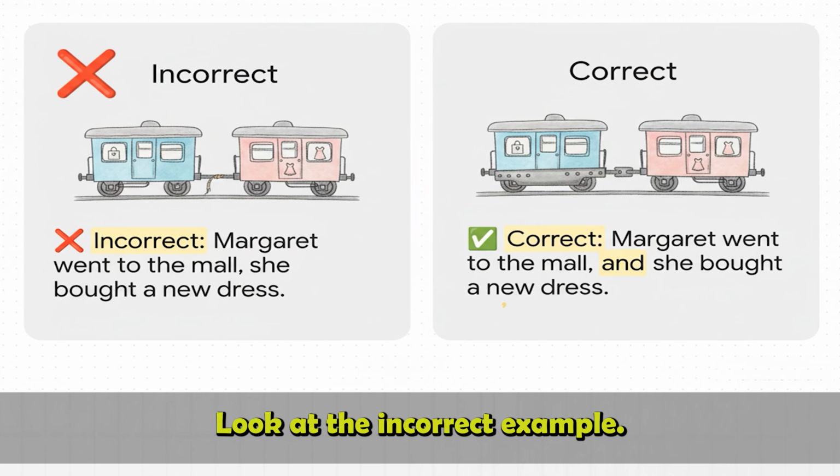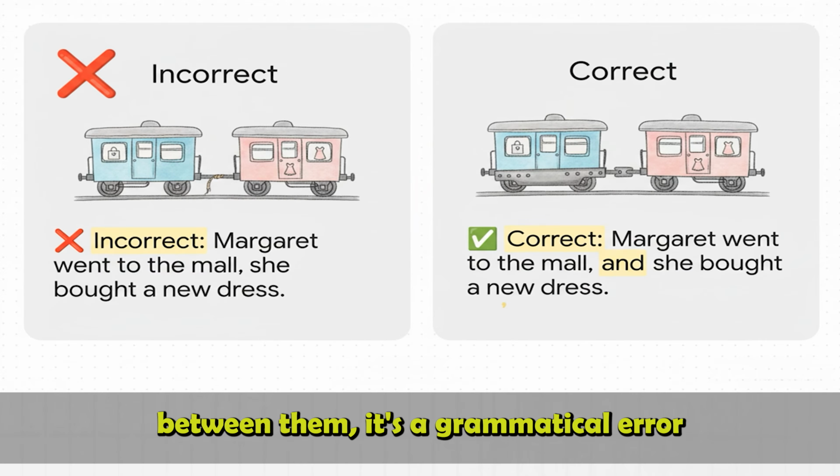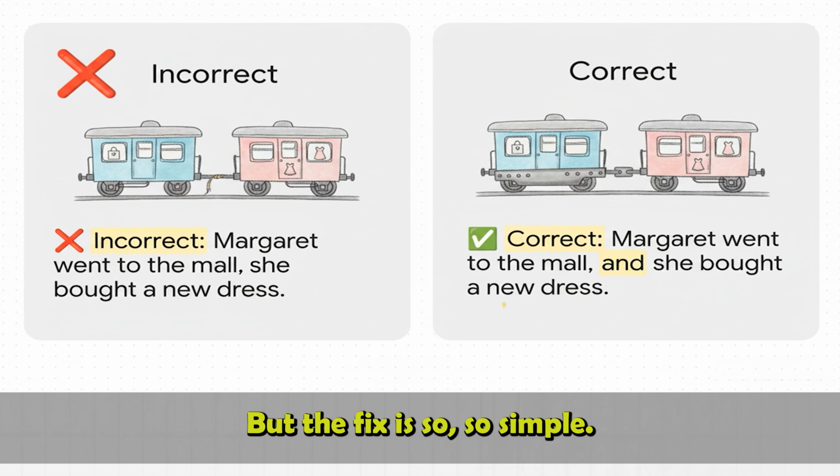Look at the incorrect example. Margaret went to the mall. That's a full sentence. She bought a new dress. That is also a full sentence. When you stick just a comma between them, it's a grammatical error because it fails to show the proper relationship between the two thoughts. But the fix is so simple.